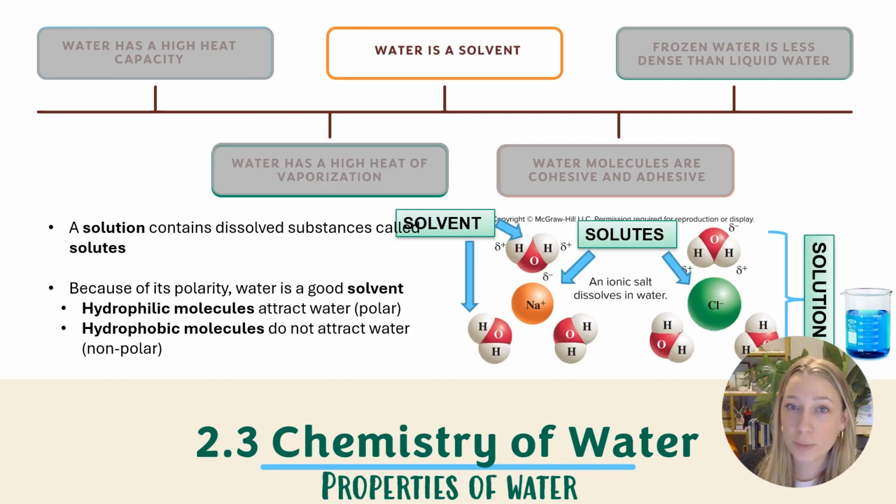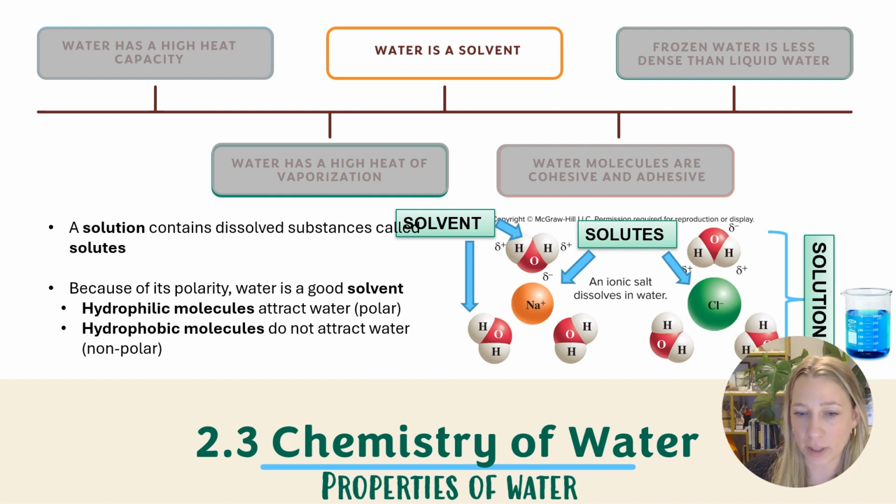And then on to our third property. Water is often called the universal solvent because of its ability to dissolve more substances than any other liquid. This is due to water's polarity. So the slightly positive hydrogen atoms and the slightly negative oxygen atoms attract and surround ions or polar molecules, breaking them apart and dispersing them in a solution.